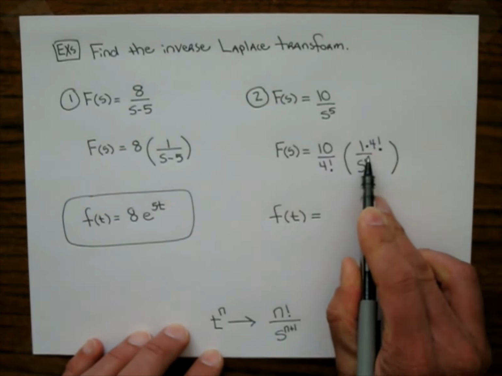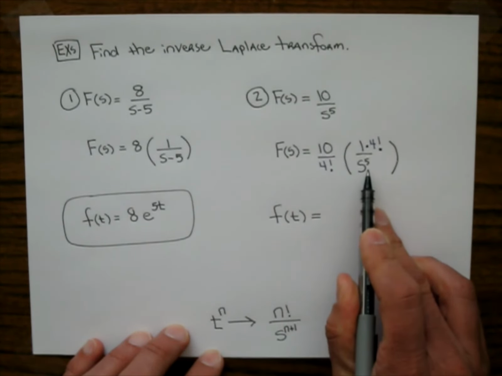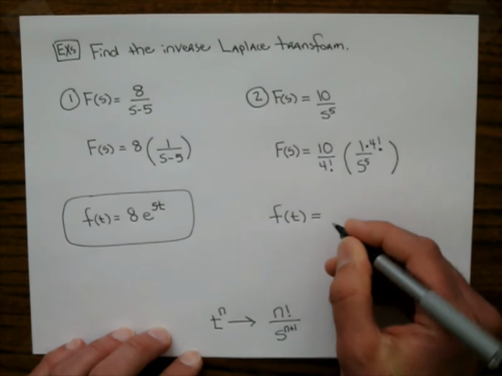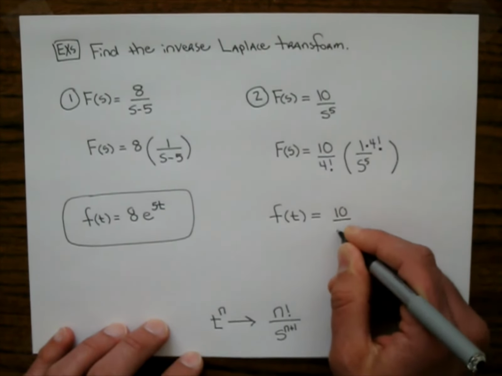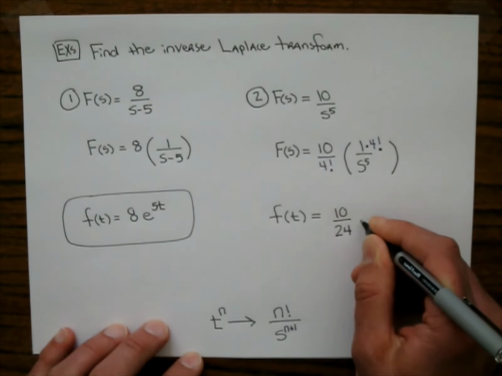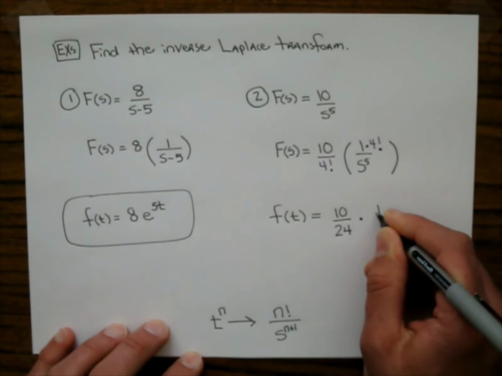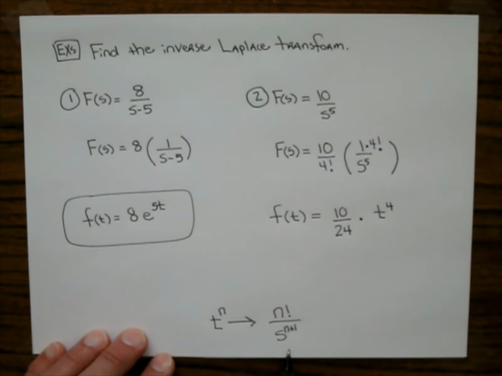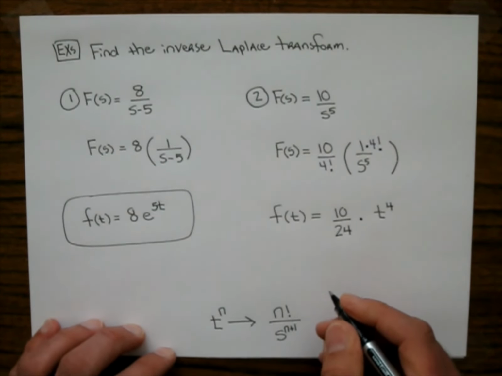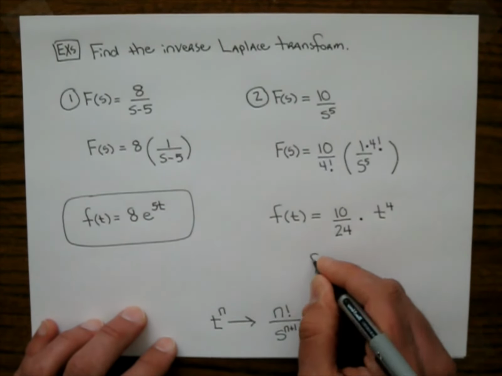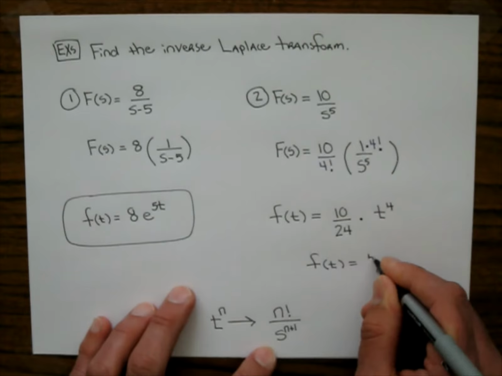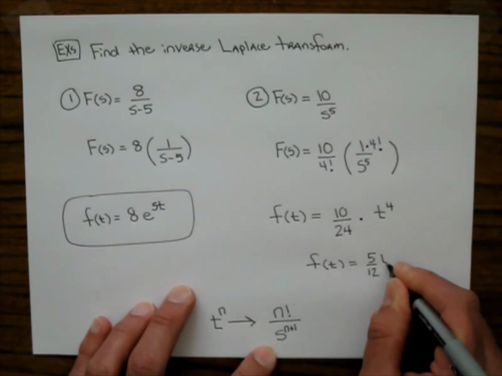And so this guy's going to get inverse transformed to what? It's going to get inverse transformed to the n factorial, so it's going to be t to the 4th. And so that's what's going to happen. So out front here we have 10 over 24, that's 4 factorial. This is times t to the 4th. Okay, so we've just gone this way on this Laplace transform. We've done the inverse transform. Let's go ahead and clean up our answer so it looks pretty here. F of t is 5/12. We'll reduce that fraction. t to the 4th.